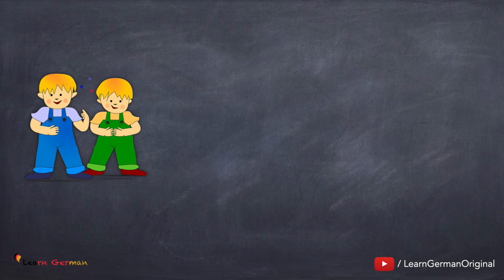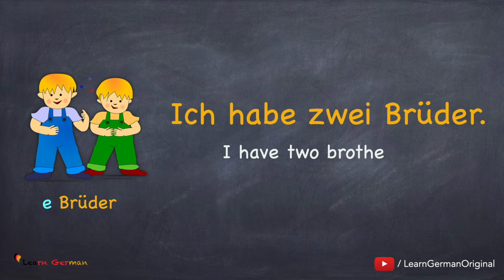Now let's see what happens when the accusative object ist in plural. Ich habe zwei Brüder. The accusative object here is zwei Brüder, and since for plural we don't have an unbestimmter article, we don't use an unbestimmter article here, just like in Nominative.